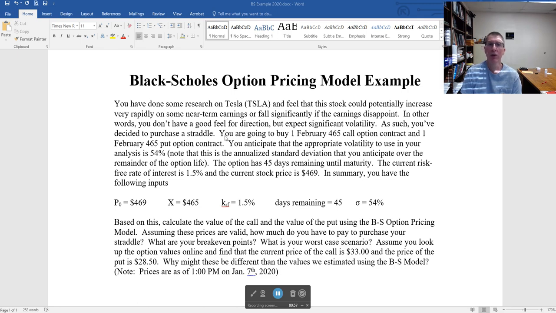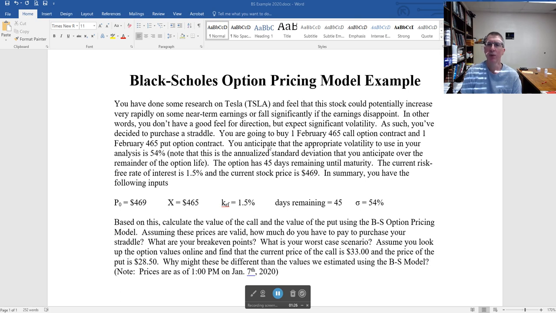So we want to buy both a call and a put with the same strike price, same expiration, and we think both of these options are undervalued. So we're going to buy a February 465 call option and a February 465 put option. These options expire at the third Friday in February. That's 45 days from the time that I created this example.